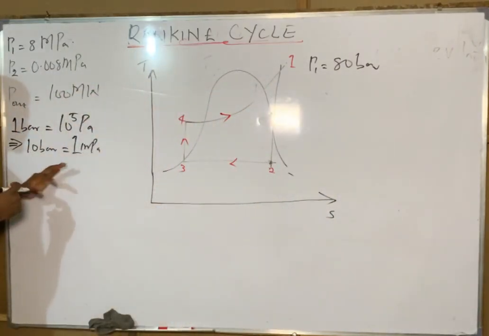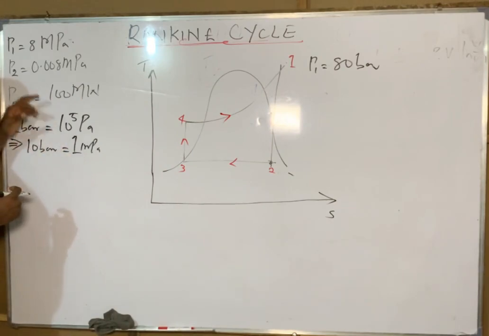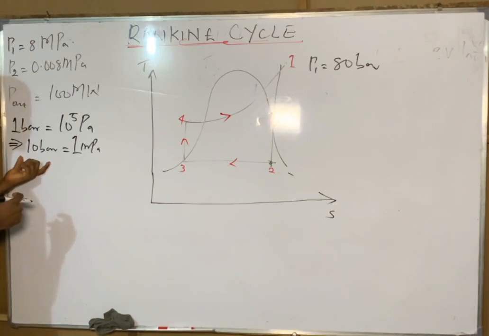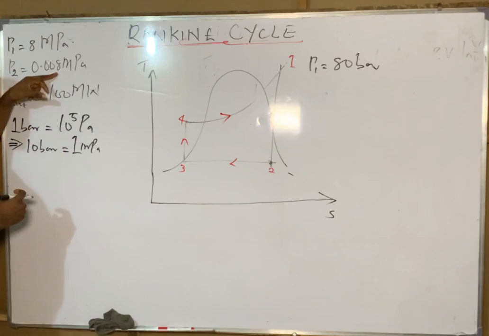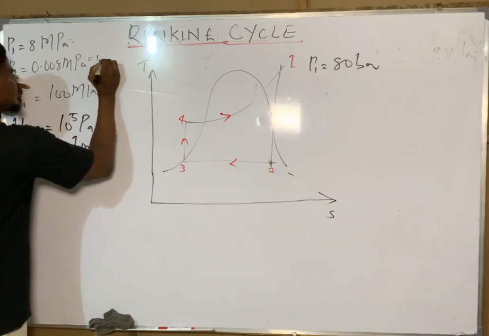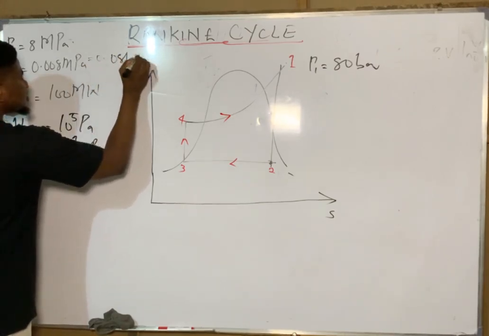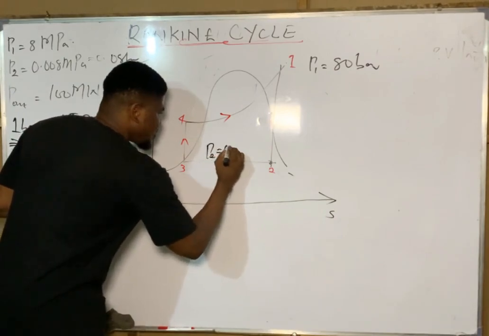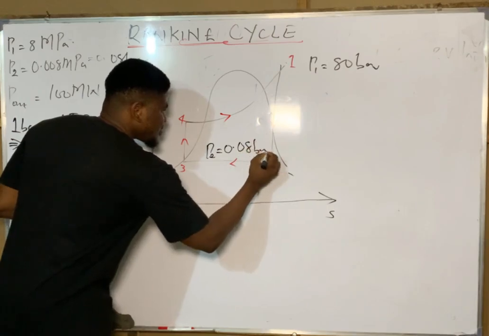So if 10 bar is 1 megapascal, it simply means that for 0.008 megapascal, we simply multiply by 10 to give us the value in bar. So if you multiply 0.008 by 10, you have 0.08 in bar. So P2 is actually 0.08 bar, and the second pressure operates here, P2 equals 0.08 bar.